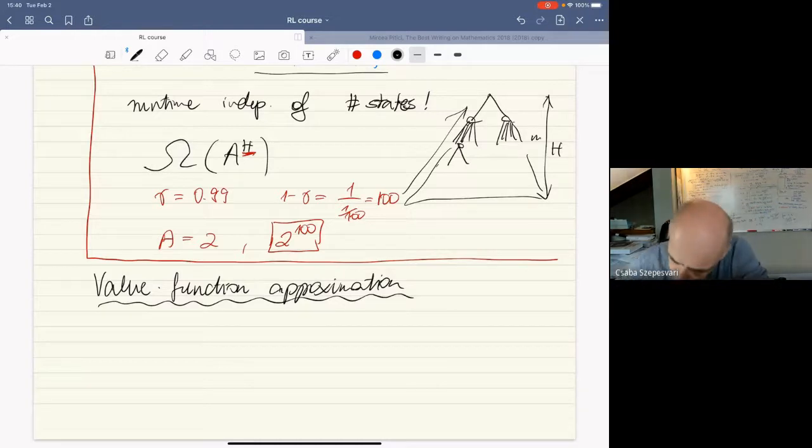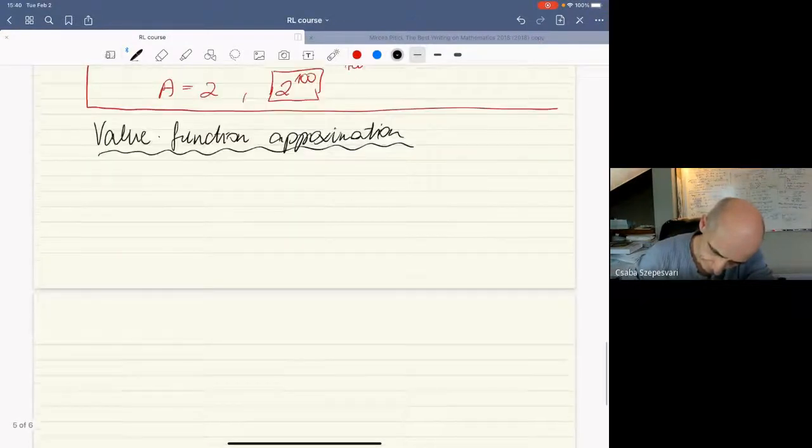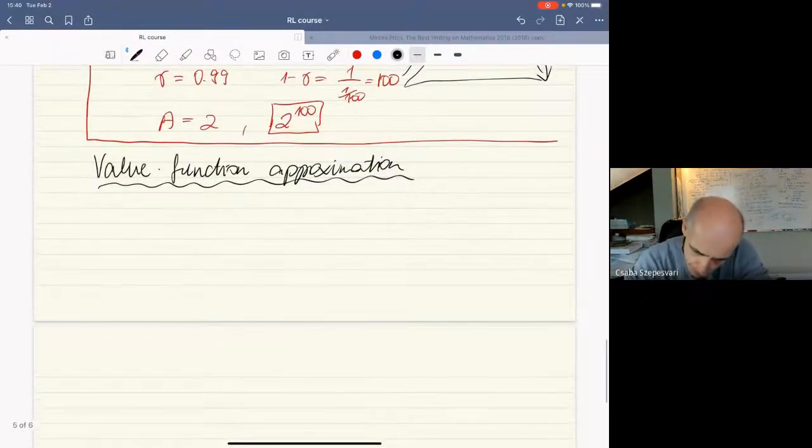So what's this idea? In a nutshell, somehow, I don't know how it was born. I think it was born out of people trying really hard to solve really big MDPs with very slow computers in the 50s and the 60s. It was ridiculous, but they tried really hard.